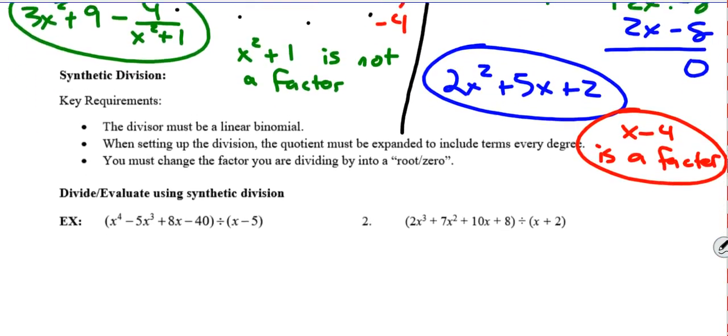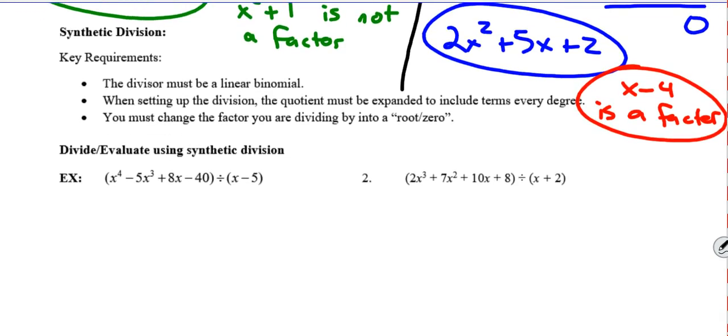So synthetic division is a lot of the same. It's the same idea. You are just using the coefficients. So the key for this is the divisor has to be linear. It means you can't have an x squared. It's got to be x plus or minus some number. If it's x squared or greater, you cannot use synthetic division.